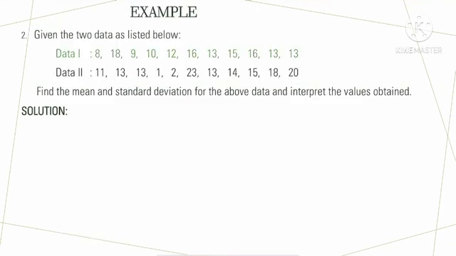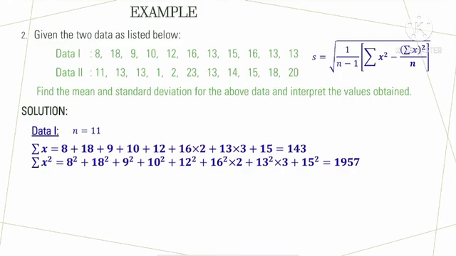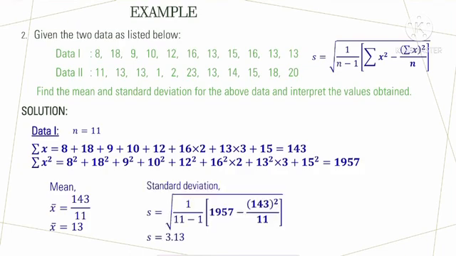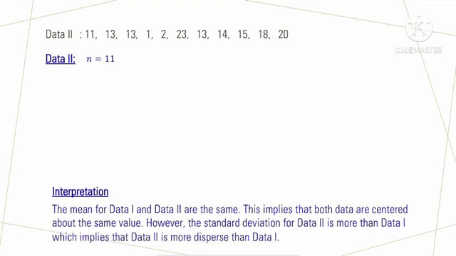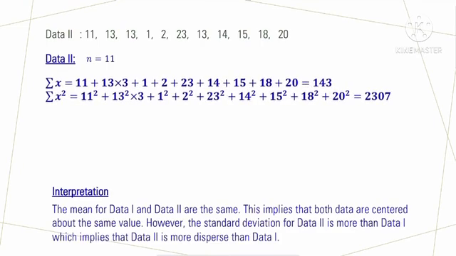Given two sets of data, we want to find the mean and standard deviation for the data and interpret the values. For this example, we will use this formula. The number of data is 11 for data 1. Then calculate the sum of x and the sum of x squared for data 1. Then substitute into the formula to find the mean and standard deviation. Data 2 also has 11 data. Now find the sum of x and sum of x squared. Then find the mean and standard deviation.